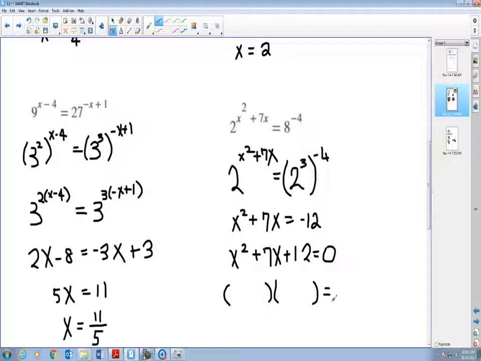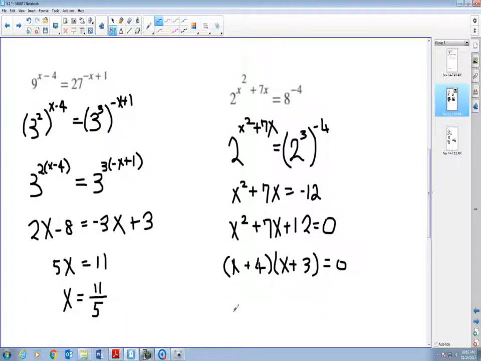Alright, I'm going to factor this. I think 4 and 3 will do it. Alright, set each factor equal to 0. My answer, x equals negative 4 and the other x equals negative 3. Then check it, you know what I'm saying? Make sure the answers we come up with for x, going back to the exponents, will actually equal what's on the other side.